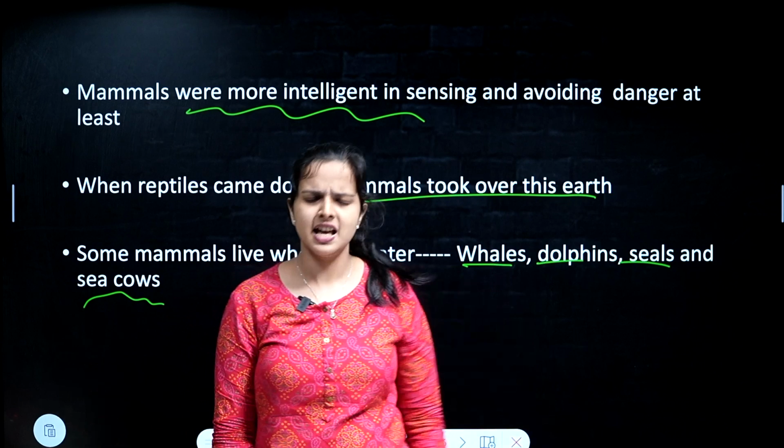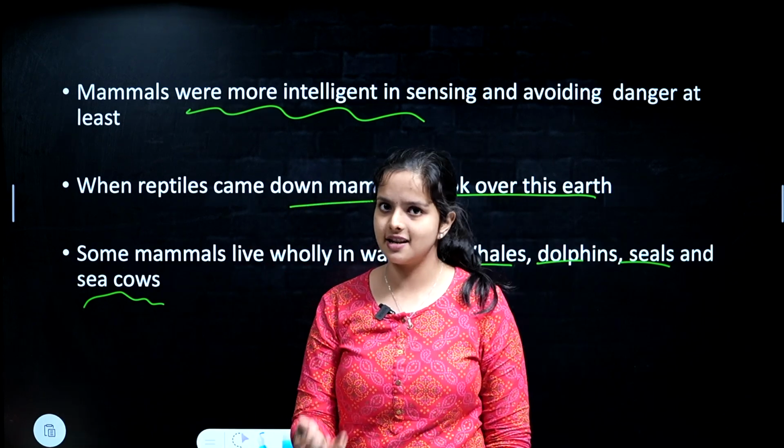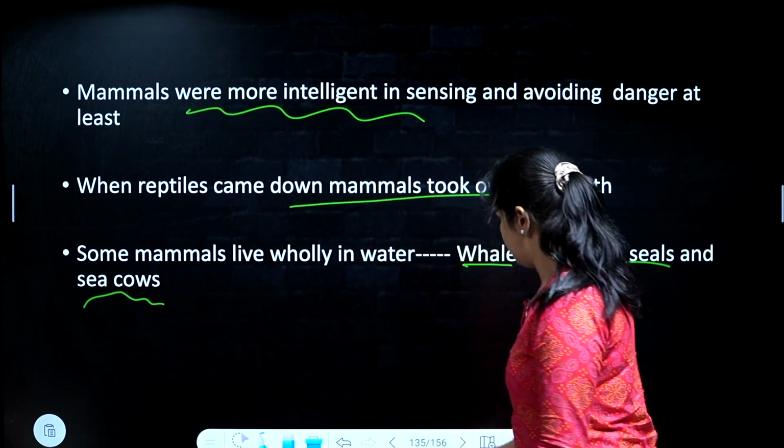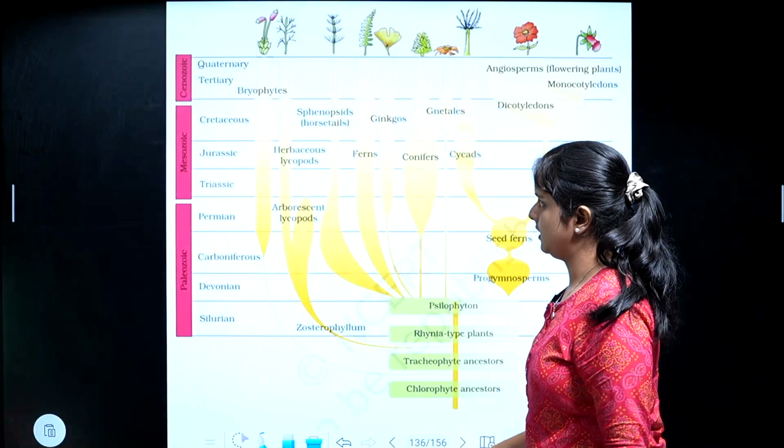So they're aquatic mammals. And you have mammals who fly as well. Bats are an example of mammals who fly. Okay, so that's what happened 65 million years ago.